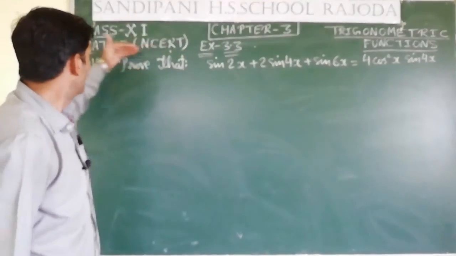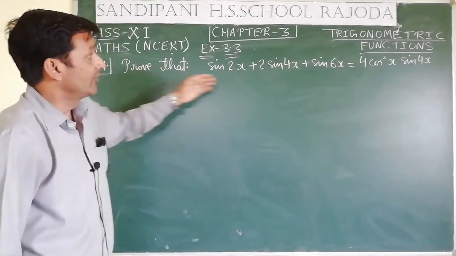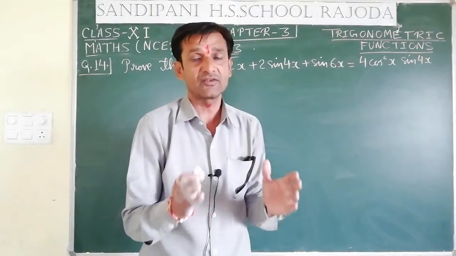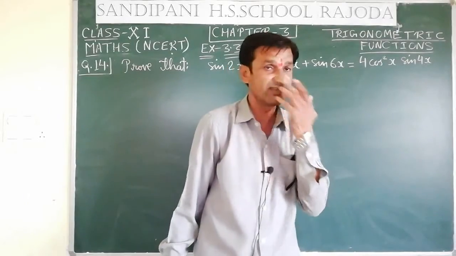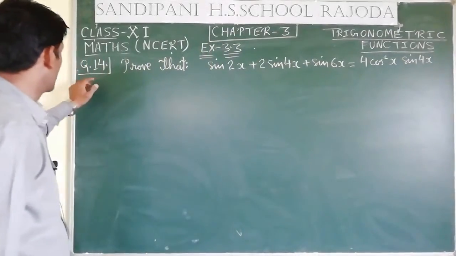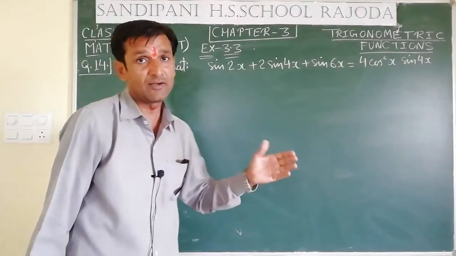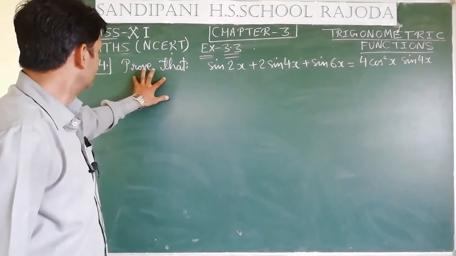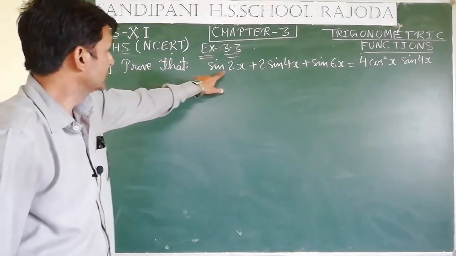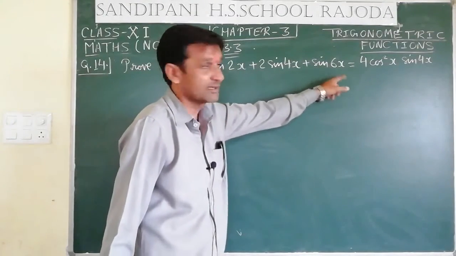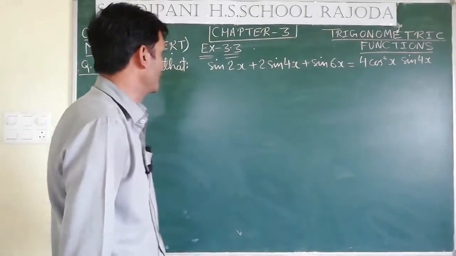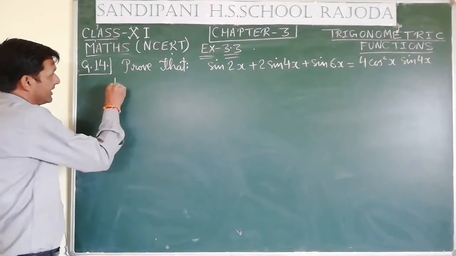As you know, we are discussing exercise 3.3, which is also called trigonometric functions. Trigonometric transformation formulae are applicable in these trigonometric functions, or question number 14, because till question number 13 we have done already in our previous lecture. So, prove that sin 2x plus 2 sin 4x plus sin 6x is equal to 4 cos square x sin 4x. This we have to prove. So let us take LHS.